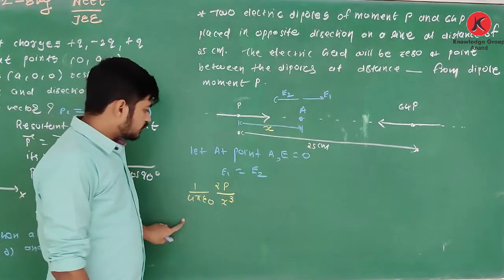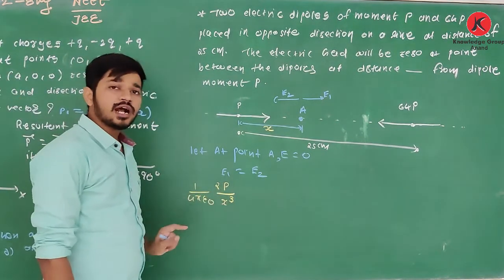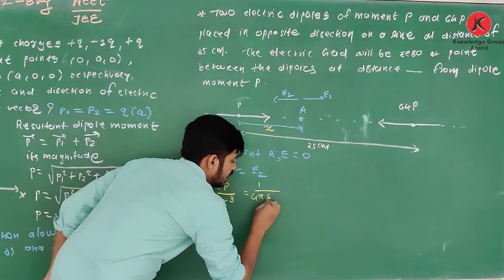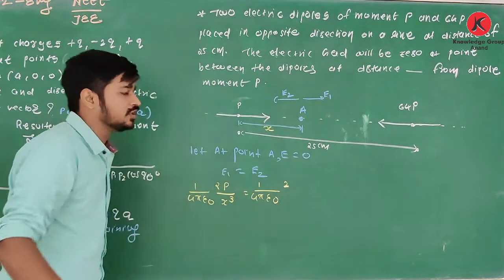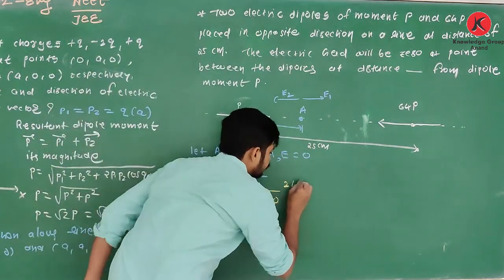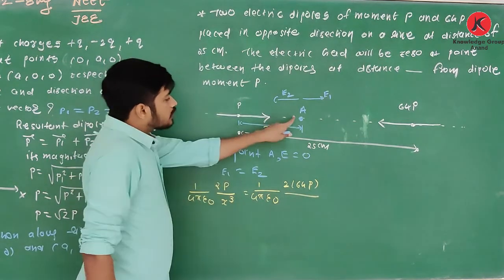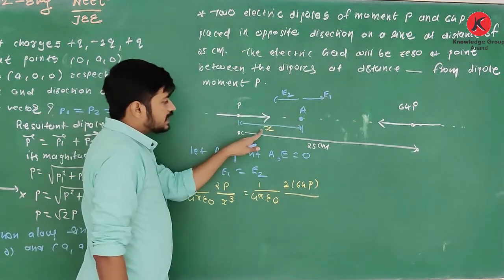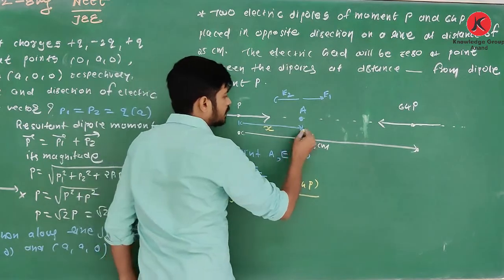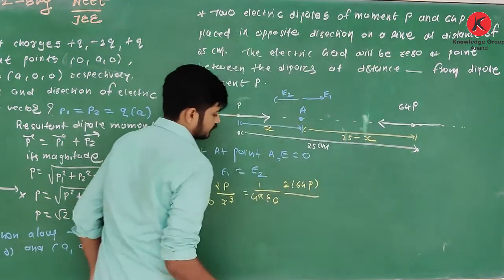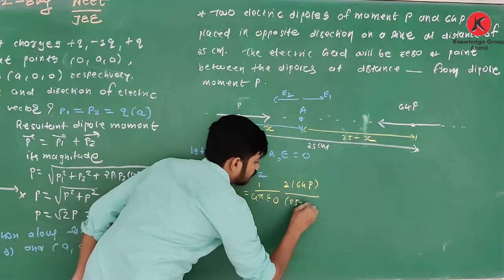1 upon 4 pi epsilon 0, 2p upon r cube is equal to this side. It is 1 upon 4 pi epsilon 0, 2 is in the equation and its dipole moment is this 64p, 64p divided by. Now, if the distance of this point A from this P is x, then what is the distance from 64p? Obviously, this distance is 25 minus x. So yes, this distance is 25 minus x.